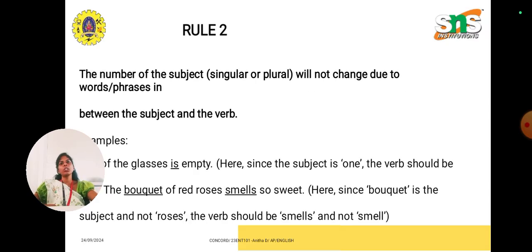So before rule 2, let me give you some clarification. What happens if there are multiple subjects in the sentence? If there is more than one subject, these work together as a plural subject, so the verb is plural, like this: Jack and Ali were caught in the rain. Because there are two subjects, Jack and Ali, we use the plural verb were instead of singular was.